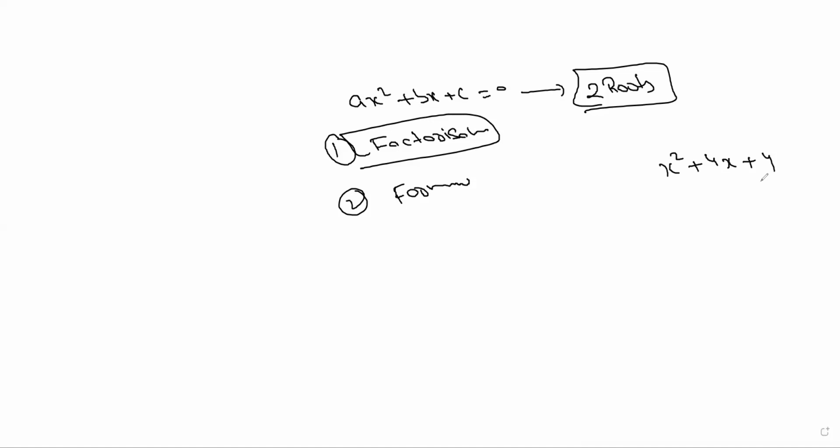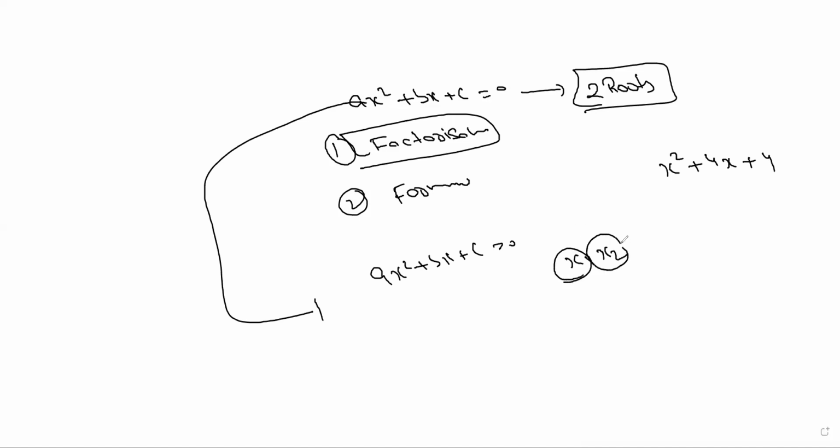To solve through the factorization method, you have to think of two numbers, x1 and x2. Whenever you add these numbers or subtract these numbers, you should get b. Either you add or you subtract, you should get b.